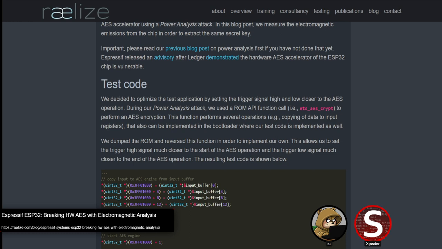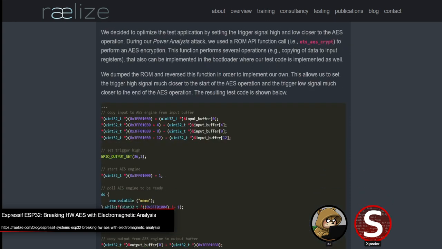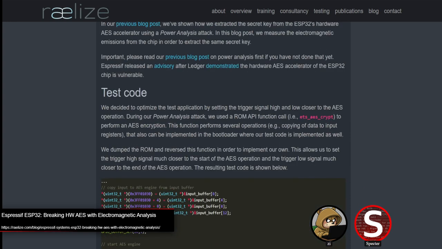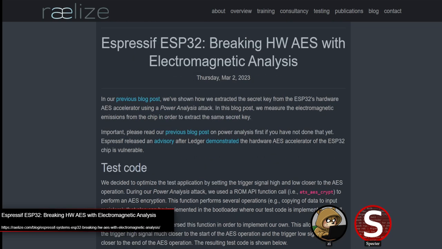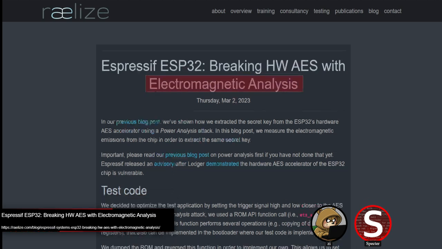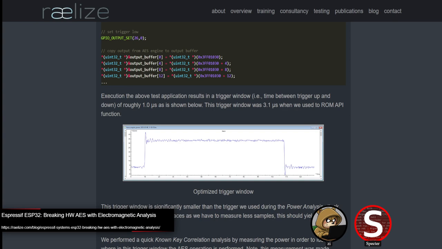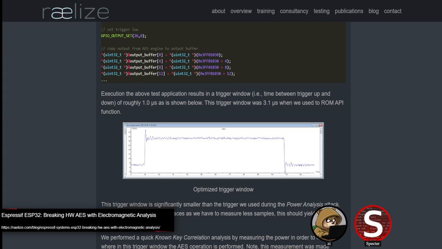First shoutout is a post by Realize on breaking hardware AES with EM analysis on the ESP32. This is a pretty cool post. It's basically talking about recovering an AES key by using electromagnetic analysis. They use the riskier tooling to probe the chip, try to find where the AES hardware acceleration is actually happening, and they side channel the key, basically.